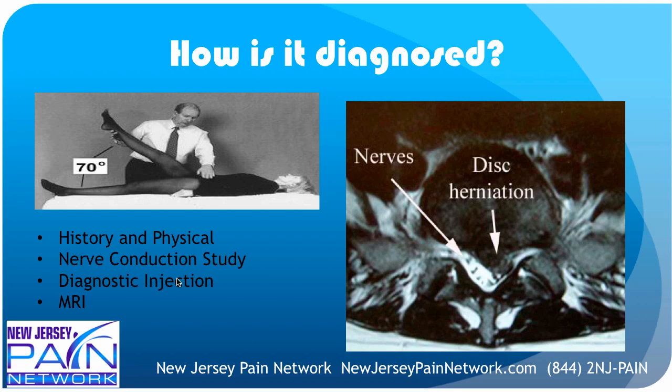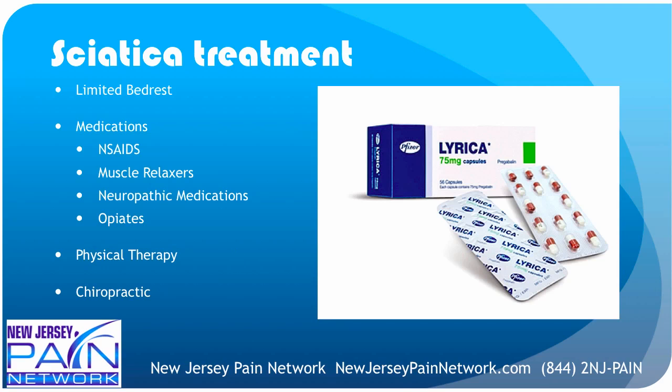If the MRI and everything is just inconclusive, a nerve conduction study can help, but also a diagnostic injection. Let's say you suspect L5, you do an injection around L5 with numbing medicine, the pain goes away. You can say, aha, that is in fact the problem.